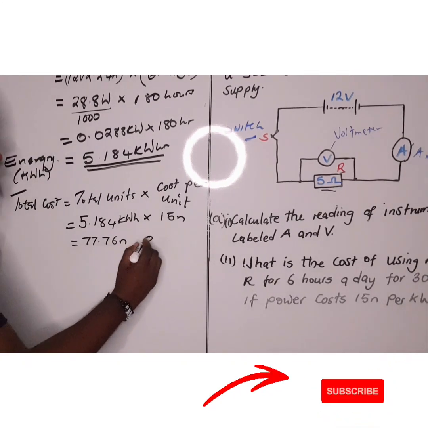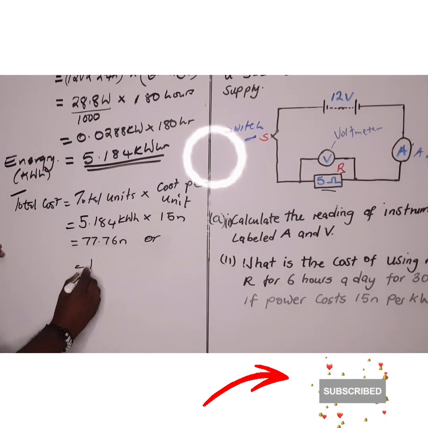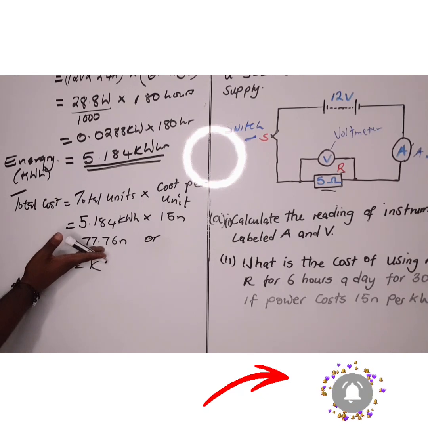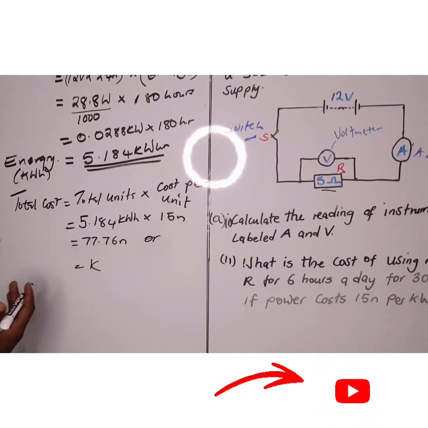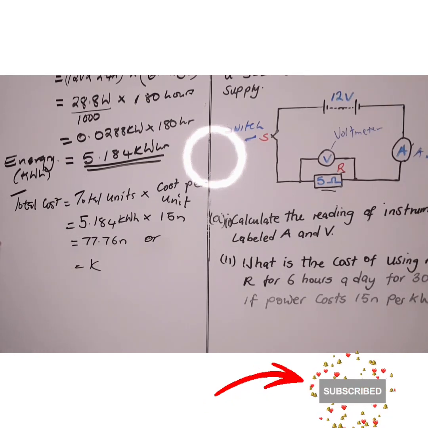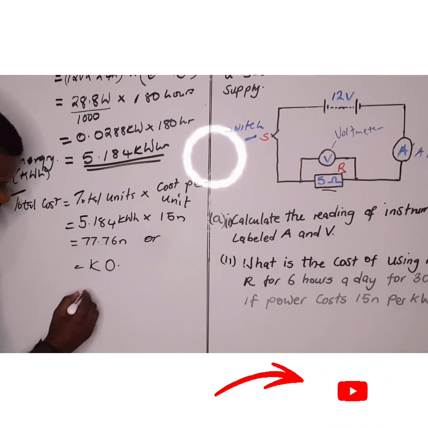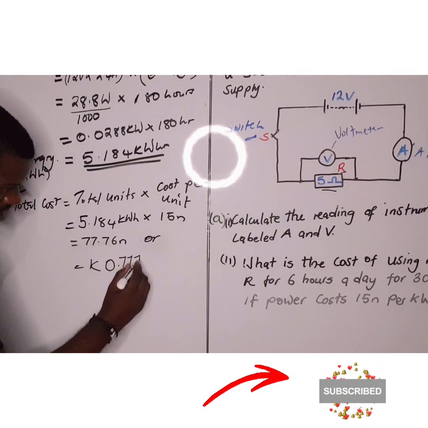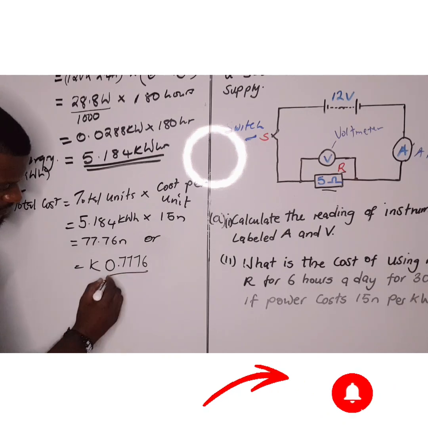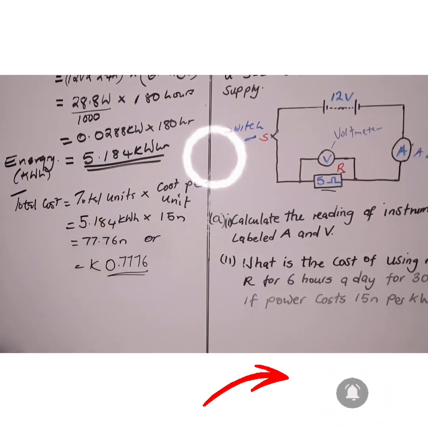Or you can write it in kwacha. To convert 77.76 ngwe into kwacha, you divide by 100. When you divide by 100, you are going to have 0.7776 kwacha. So either this one or that one. Those are some of the acceptable answers. So this is how you calculate the cost of units given the amount per unit.